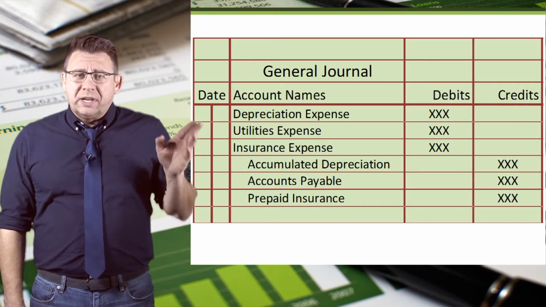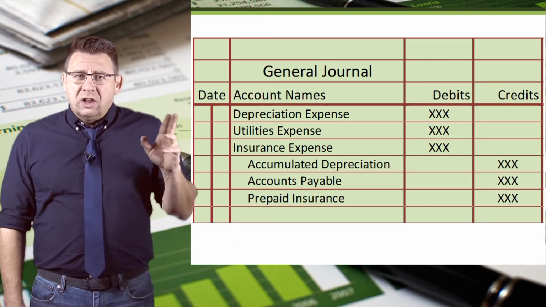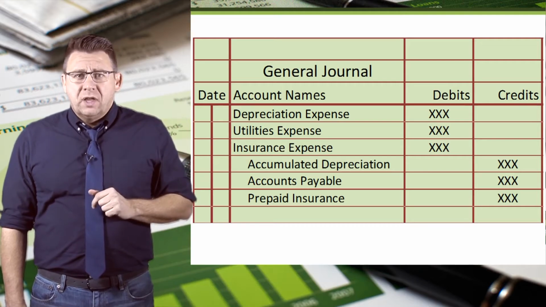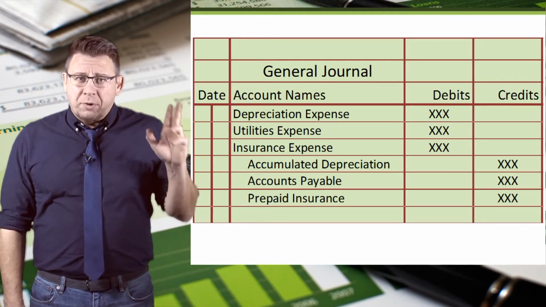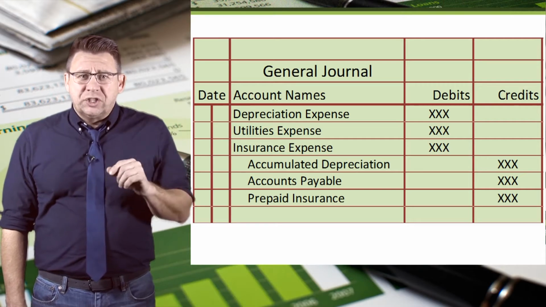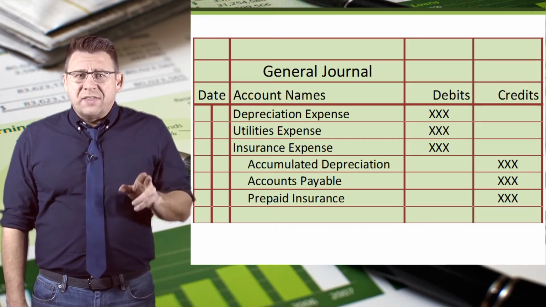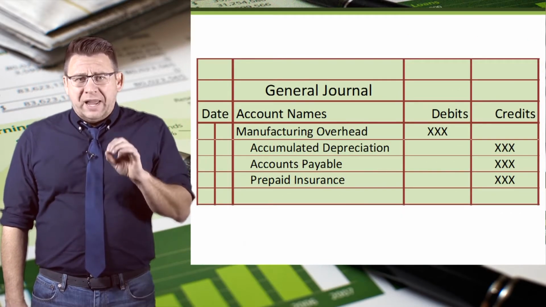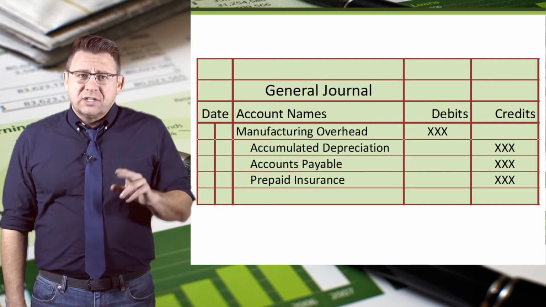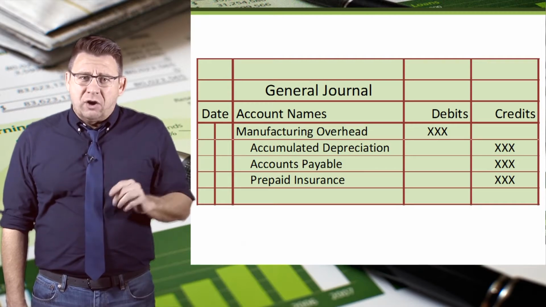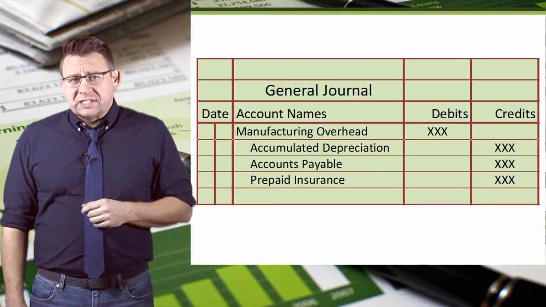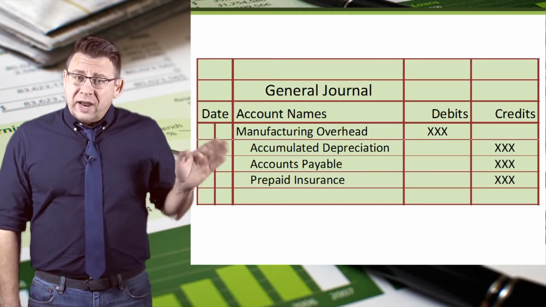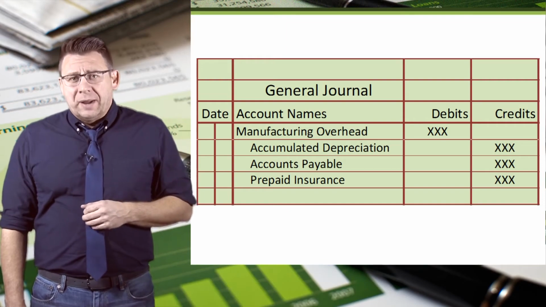But let's assume this company is a manufacturer and all of these costs come from the production activity of the value chain. These costs are product costs and need to be moved to balance sheet inventory accounts rather than expense accounts. So we actually record manufacturing overhead costs to the manufacturing overhead account rather than the various expense accounts used by service or merchandising firms. The credits still go to the related balance sheet accounts.